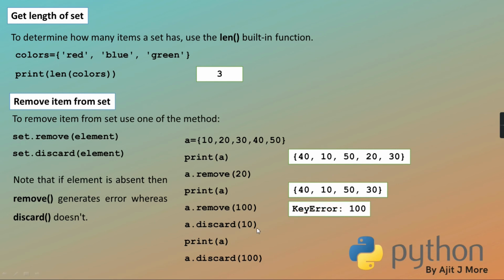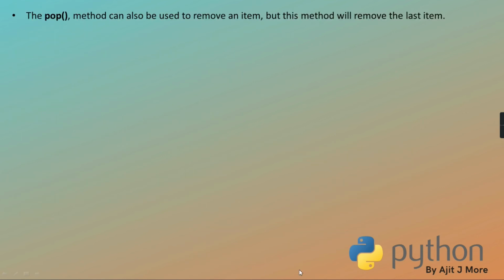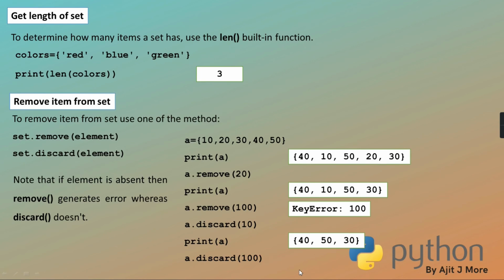Okay, now discard 10. 10 is present, it will get deleted. Print and see. But when you discard 100, no error. Though it is absent, it will not give any error. Clear? So the difference between remove and discard, I hope you guys are clear with it.